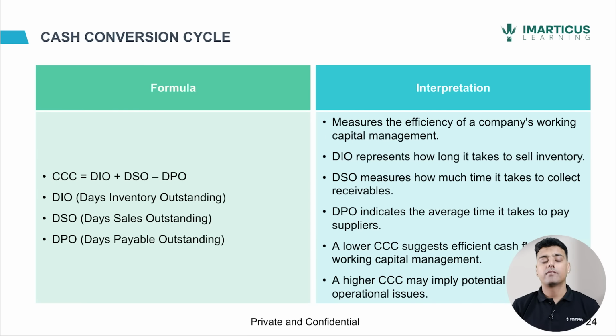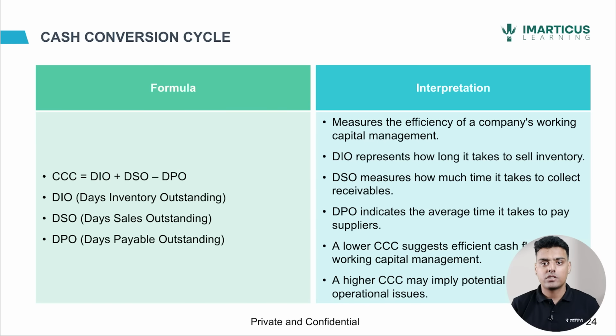The next item we have is the cash conversion cycle. The cash conversion cycle is calculated as days inventory outstanding plus days sales outstanding minus days payables outstanding. What does this tell you? This tells you how much time it takes from the day I purchase inventory from my creditors to the time I sell the inventory and I'm able to collect the money from my customers.